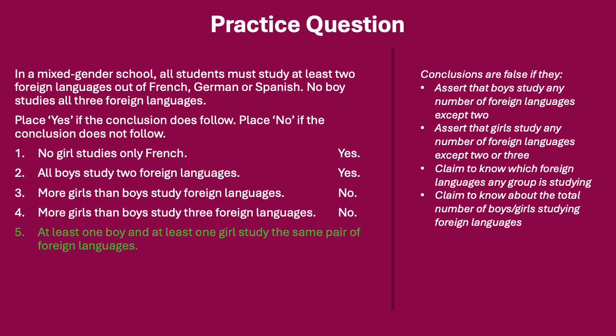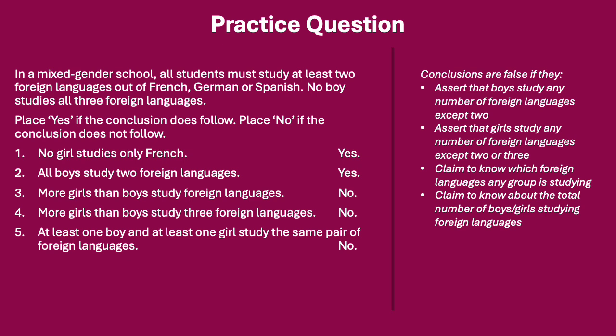Finally, let's have a look at conclusion 5. At least one boy and at least one girl study the same pair of foreign languages. Is there anything we discussed that can help us answer yes or no? So we've said that any conclusion is false if it claims to know which foreign language any group is studying, and that's exactly what this one does. Once again, it could be true in real life, but judging from the information we've been given, we can't possibly say it's definitely true or definitely false. So the short answer is no, this conclusion does not follow.